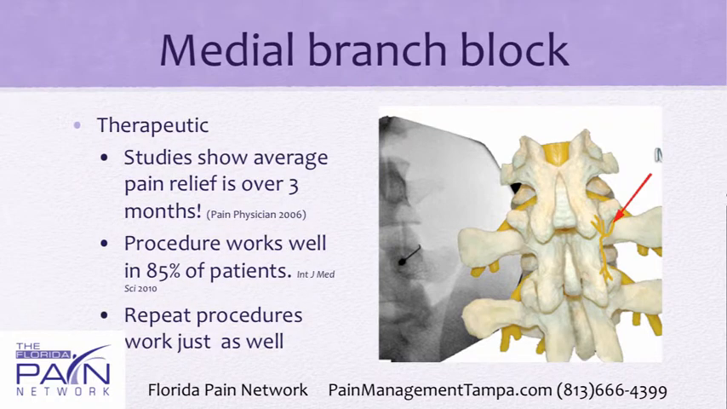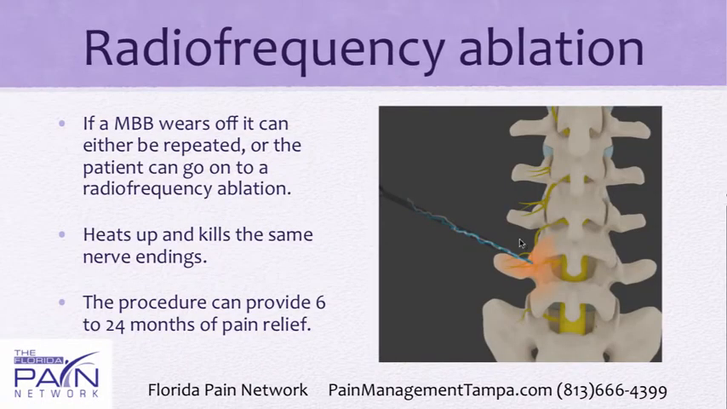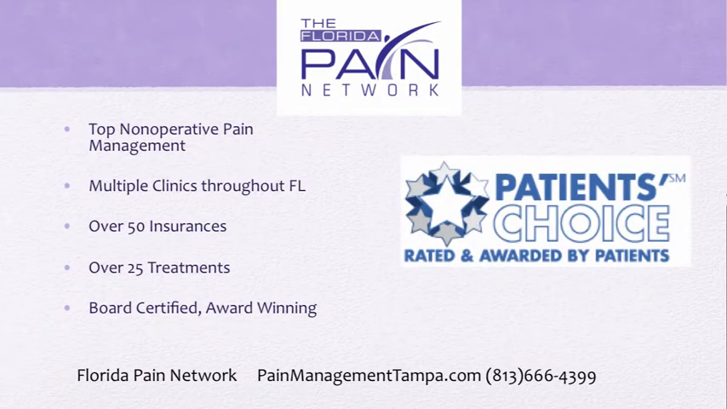So studies show the average pain relief from a medial branch block alone is over 3 months. It works well in over 85% of patients, and if you do a repeat, it works just as well. Here's a radiofrequency ablation procedure where you put the catheter in and you heat up this area and deaden these nerves above and nerves below, and that can provide pain relief anywhere from 6 to 24 months, which is an amazing amount of time for relief, and that's about 80 to 85% of people as well.